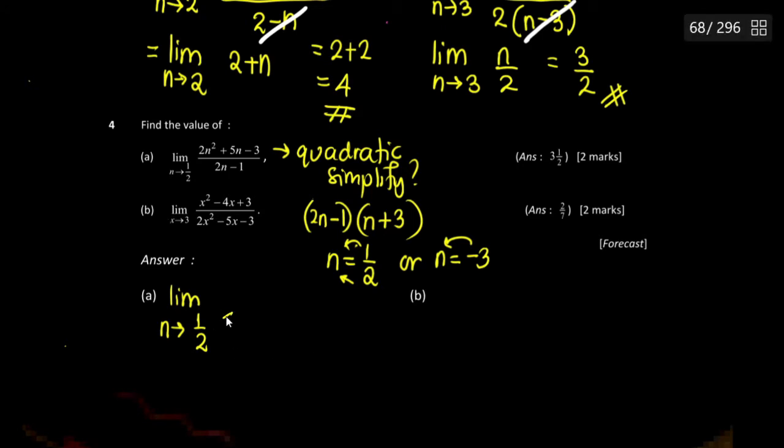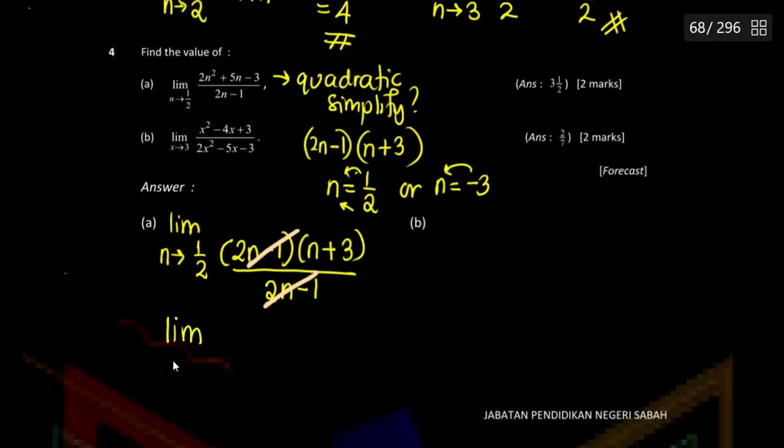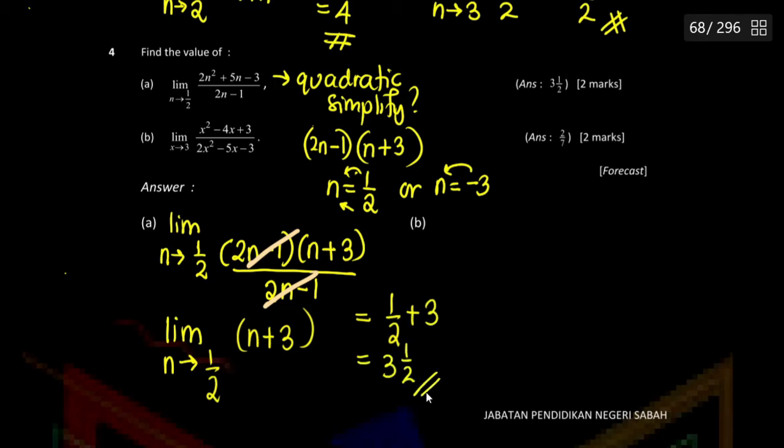So now let's write this. 2n minus 1 times n plus 3, divided by the denominator 2n minus 1. So which one can cut? Cut. Now we are left only with the limit. Whenever you haven't substituted the limit, keep writing down limit. Now only I'm going to substitute in. So 1 over 2 plus 3. So we get 3 1 over 2. So our answer is done for A.